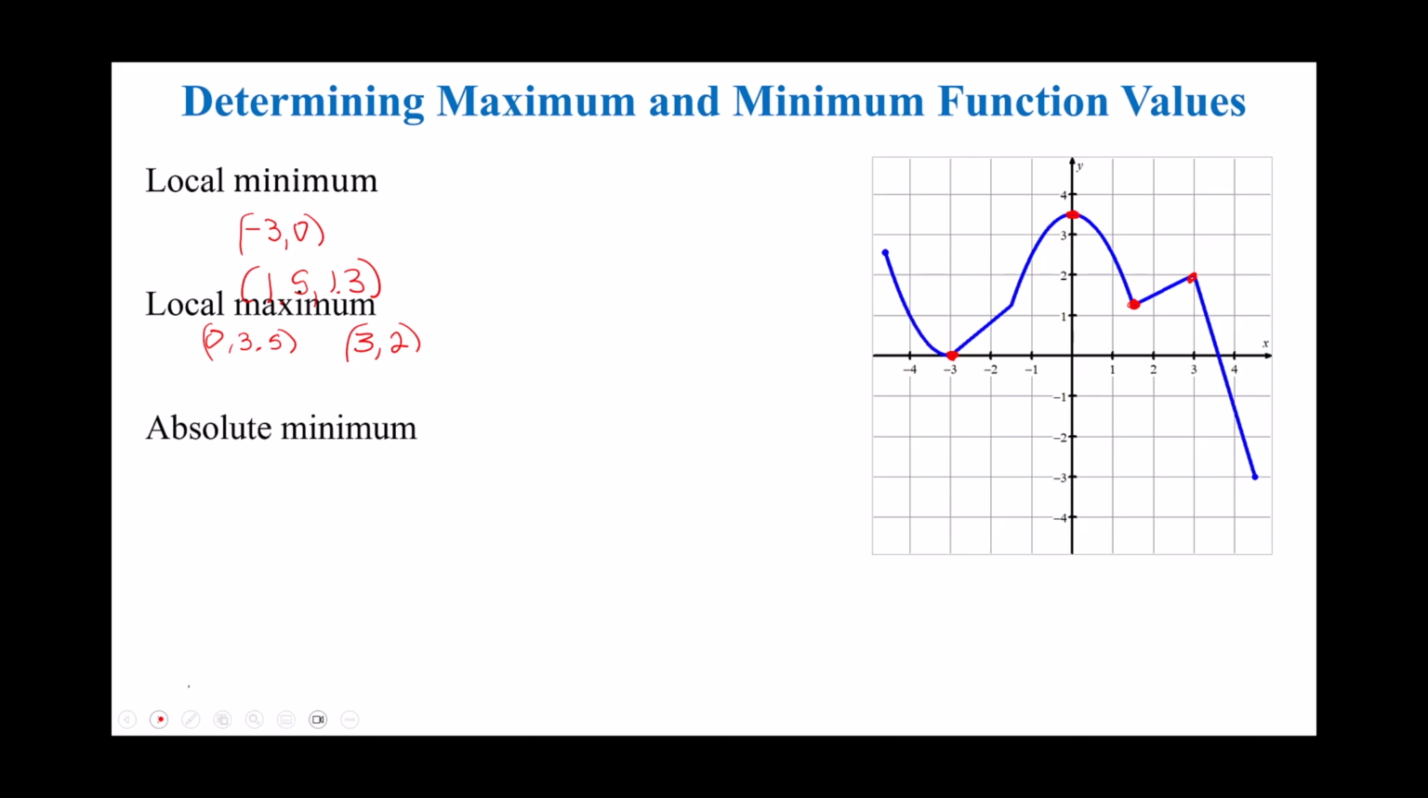The absolute minimum is the smallest point on the graph. So this one down here is our absolute minimum value. That looks like the minimum value there is negative 3. That point is about 4.5, negative 3. And we have an absolute maximum value, which is this one right here. That one was also a local maximum value, but it is the absolute maximum value of the function. And so that value is about 3.5.